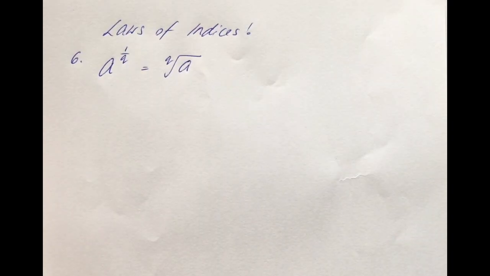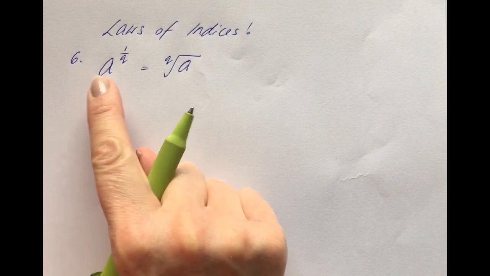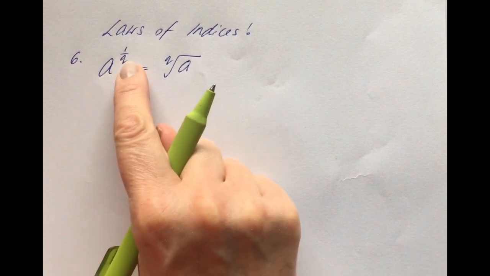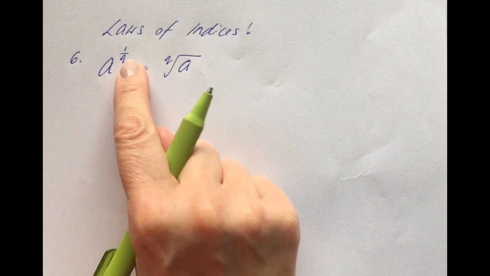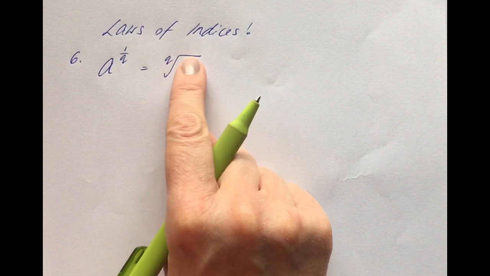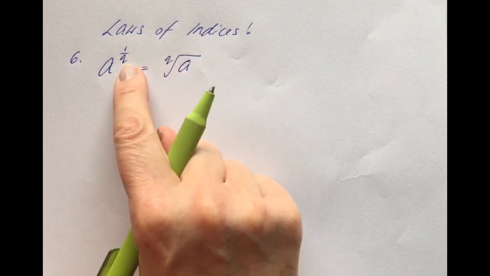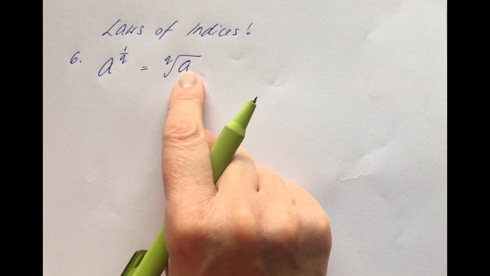Okay, the 6th law of indices that's written here in the log tables is explaining that if you have something being raised to a fraction, okay, so when the power is a fraction, then it's always equivalent to the root of a. Now, depending on what the denominator is, that tells you what root to take. So let's jump straight into an example here.